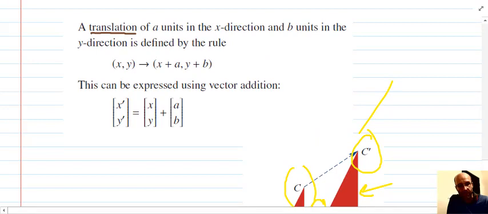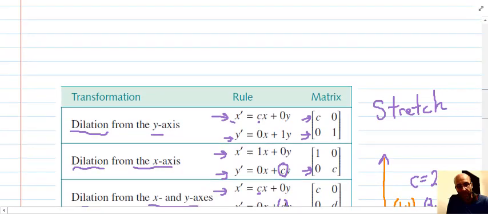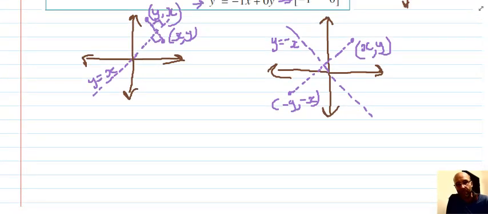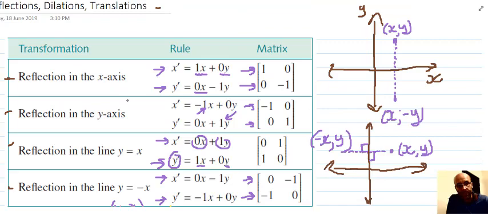And therefore, when we go back and have a look at something, a translation of A units in the x direction and B units in the y, that makes sense, and it's defined by the rule. Okay, so all of the x coordinates get A added to them, and all of the y coordinates get B added to them to get the new image. In the matrix form, we've got x dash, y dash equals x, y plus A, B. So that's matrix addition. Okay, so just be careful, because up here all of these will involve matrix multiplication.